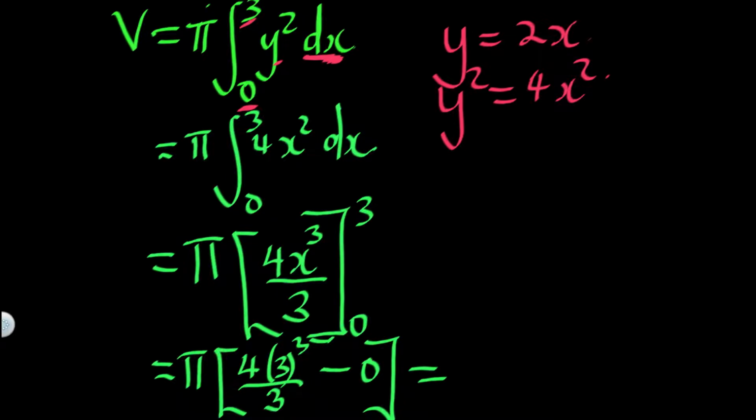If we do 4 times 3 cubed over 3, that is 4 times 3 to the power 3 divided by 3, we get 36, and we multiply by the pi. So our final answer is 36 pi units cubed. We're using units cubed because it's a volume. This is the answer that we got when we used the formula for the volume of a cone, so we got the same answer. This is how you approach these kinds of questions.